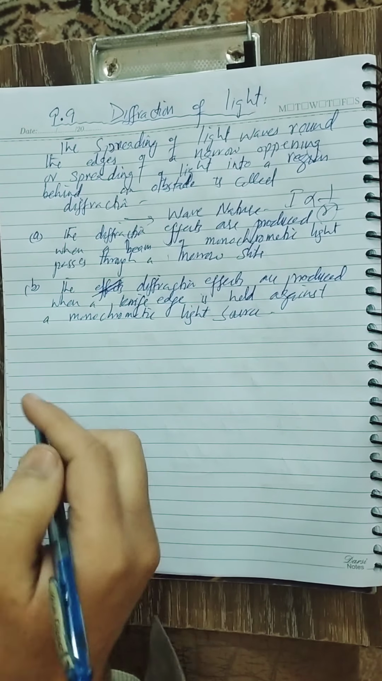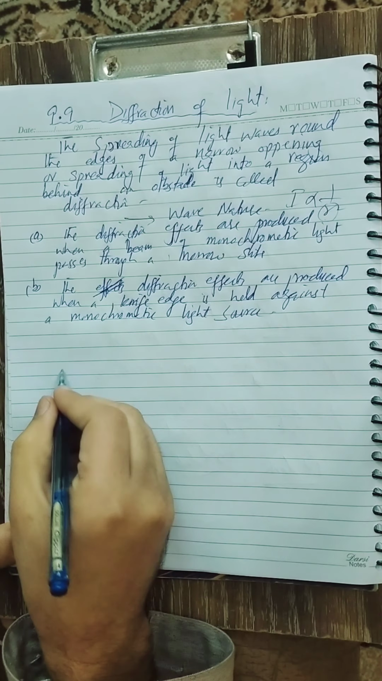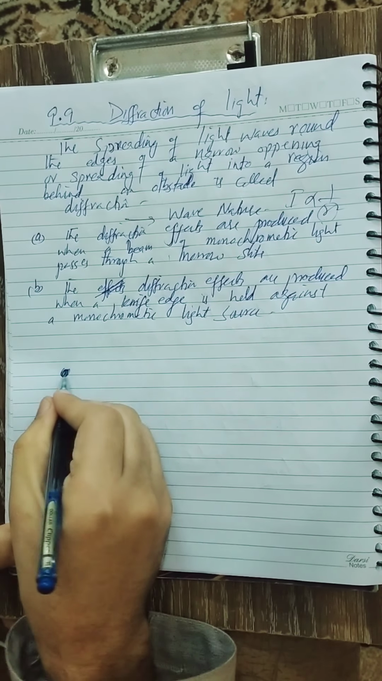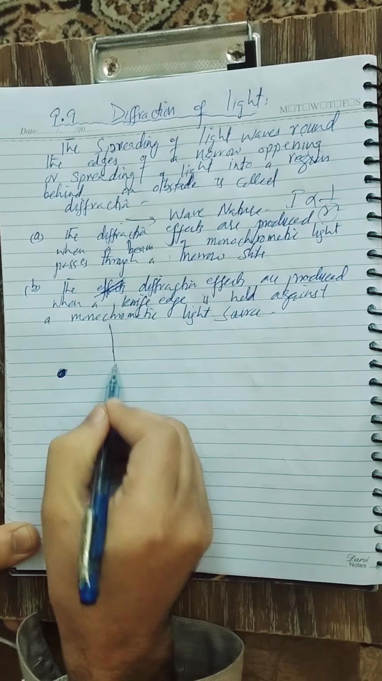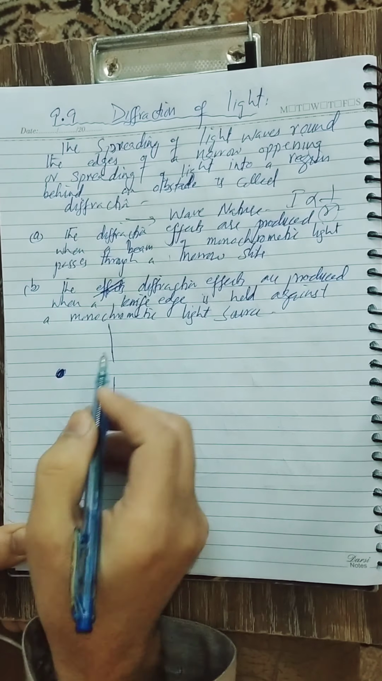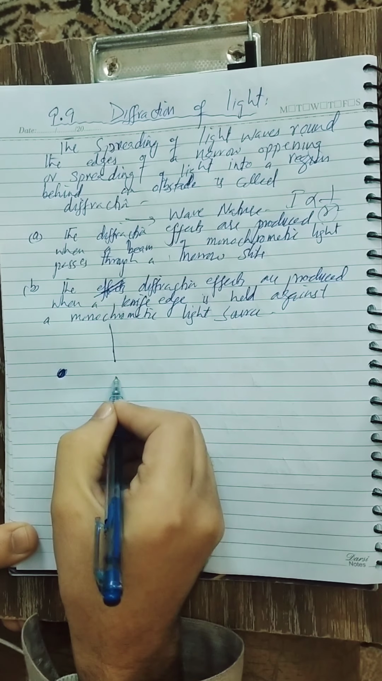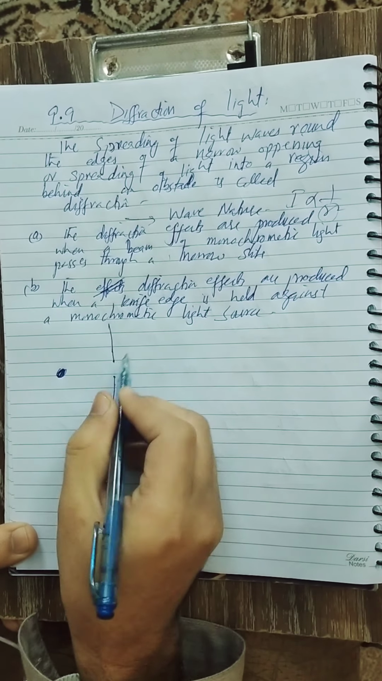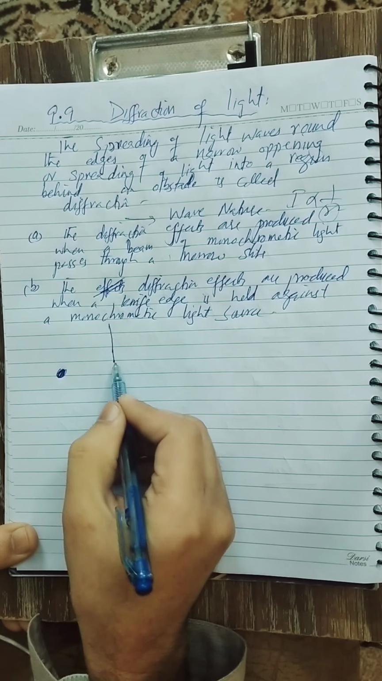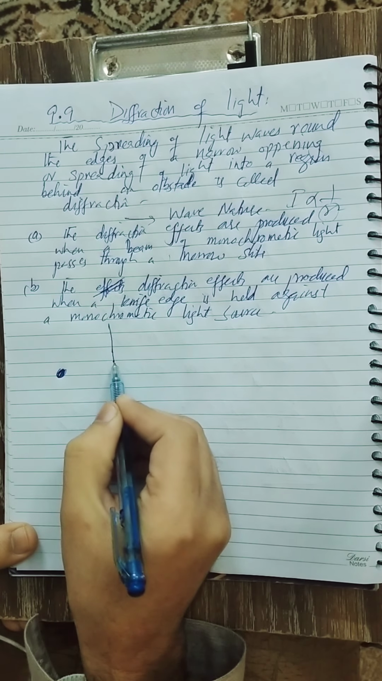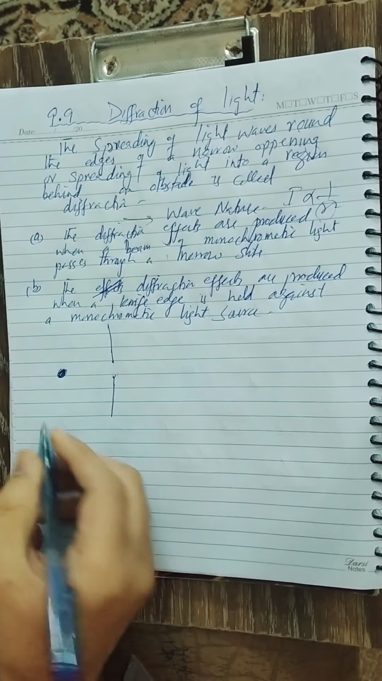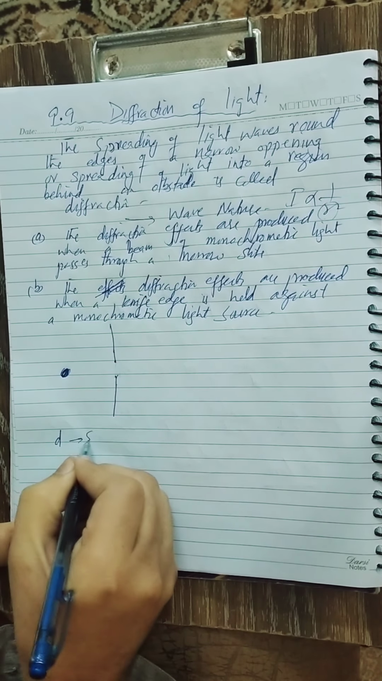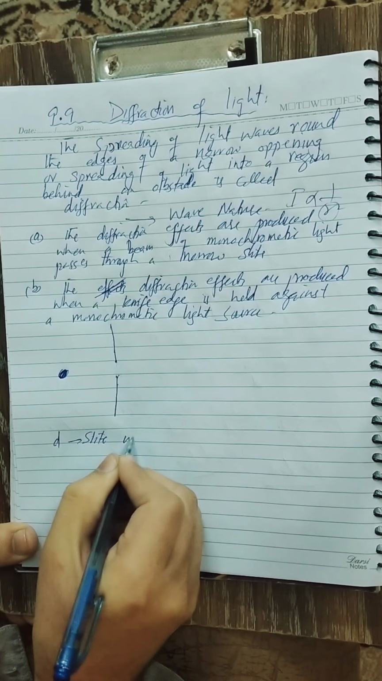Look, we have a source that is called the primary source and this is the opening. Remember, this small opening is called small d, from here to here. So d is called the slit width.